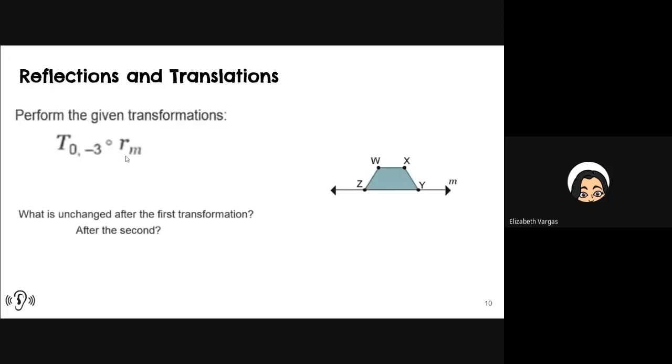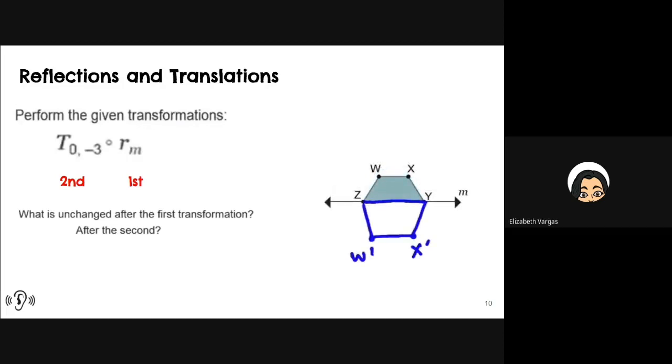Well, again, we would work from right to left. So we complete our first transformation, which is to reflect the pre-image across the line M. And so there we go. When we reflect that pre-image across the line M, what we can identify is that the W and X coordinates change orientation, but the only thing that stays the same is the location of Z and Y, the segment Z and Y. So that's just something to know.